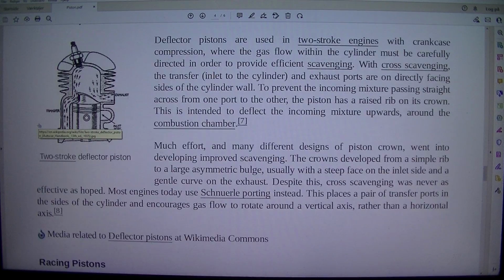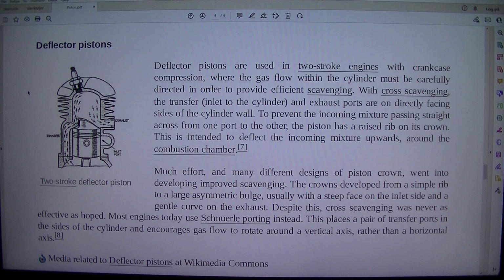Deflector pistons. Two-stroke deflector piston. Deflector pistons are used in two-stroke engines with crankcase compression, where the gas flow within the cylinder must be carefully directed in order to provide efficient scavenging. With cross-scavenging, the transfer, inlet to the cylinder, and exhaust ports are on directly facing sides of the cylinder wall.